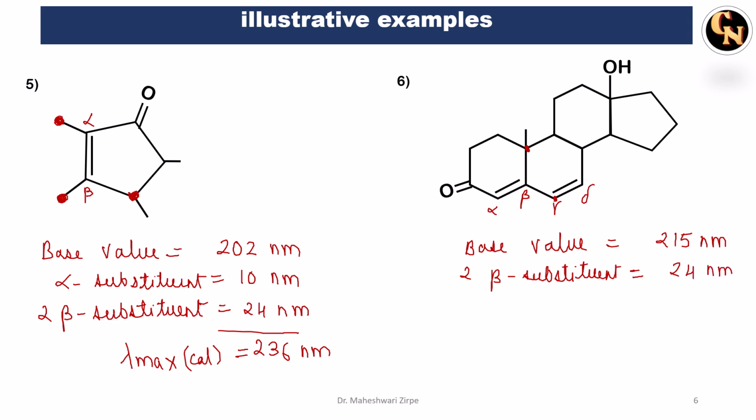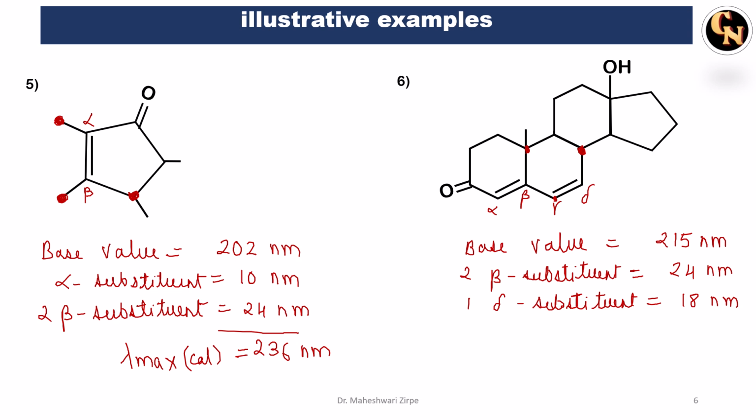Then delta, if you see, there is one substituent at delta. This is your delta substituent. And for a delta substituent, how much do we add? For a delta substituent we add 18, correct? We are going to add 18 nanometers to this.